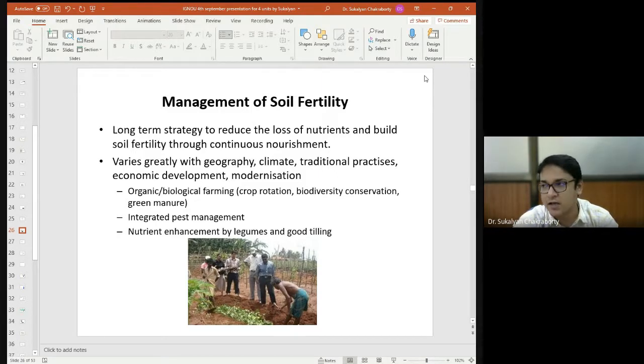Then crop rotation is a technique which helps the soil replenish its fertility. Like we were talking about different types of grams, leguminous plants, Bengal gram and others. Planting these leads to improvement of the soil through more nitrogen fixation from the atmosphere. So we can go for crop rotation. Integrated pest management mainly relies on biopredators, minimizing the use of synthetic pesticides. Then there is nutrient enhancement by legumes and good tilling. Tilling increases the oxygen content of the soil; aeration increases with it.